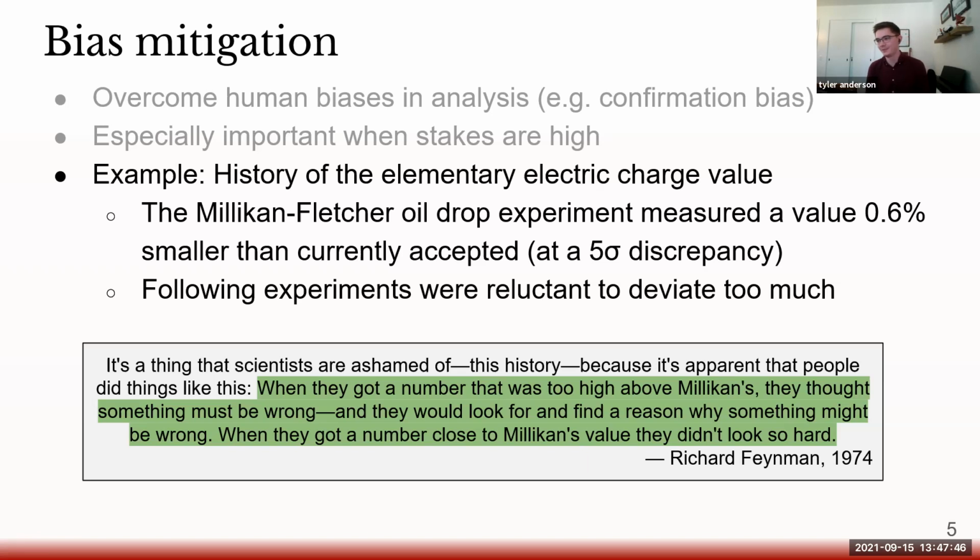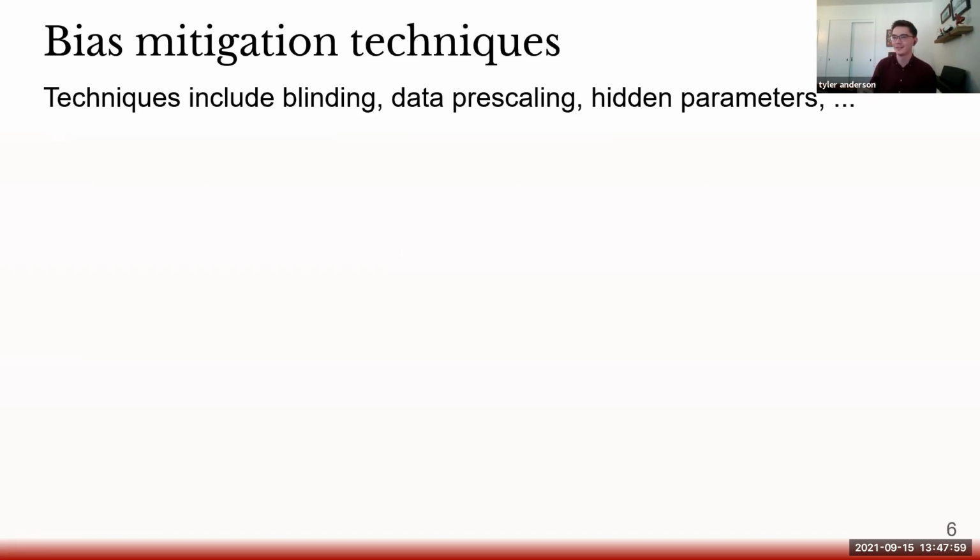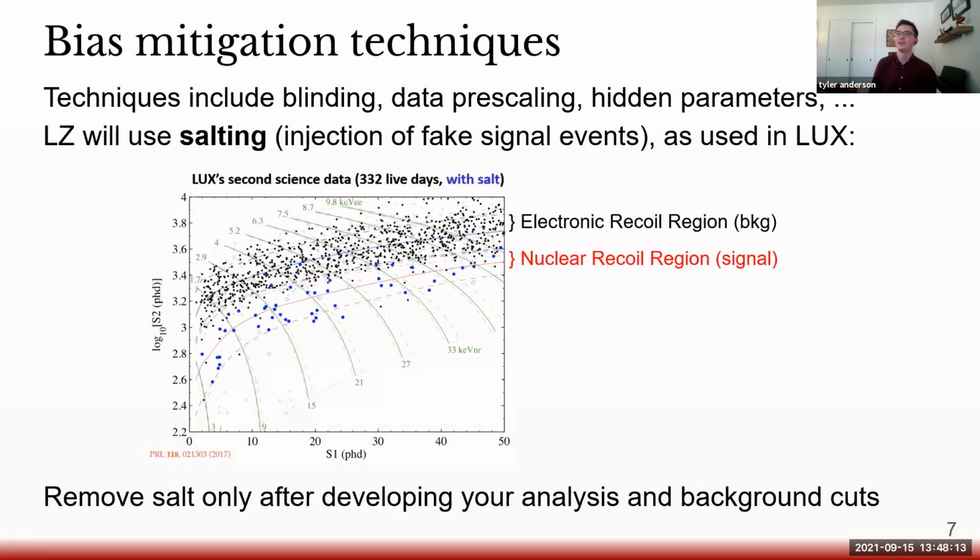Reflecting on this, Feynman said that when they got a number that was too high above Millikan's, they thought something must be wrong, and they would look for and find a reason why something might be wrong. But when they got a number close to Millikan's, they didn't look so hard. So it's an example of confirmation bias, and we obviously want to avoid something like that. Current techniques used in the field include things like blinding, data prescaling, and hidden parameters. But I'll be talking about salting, which is the injection of fake signal events.